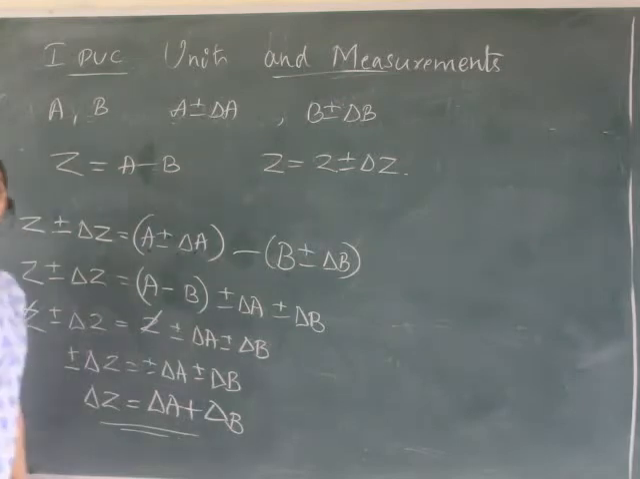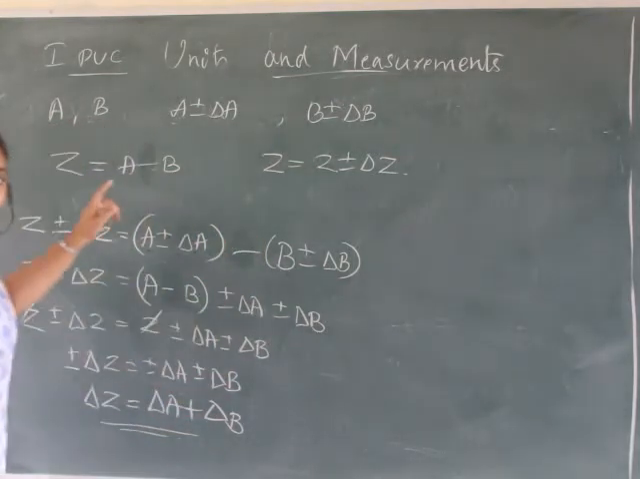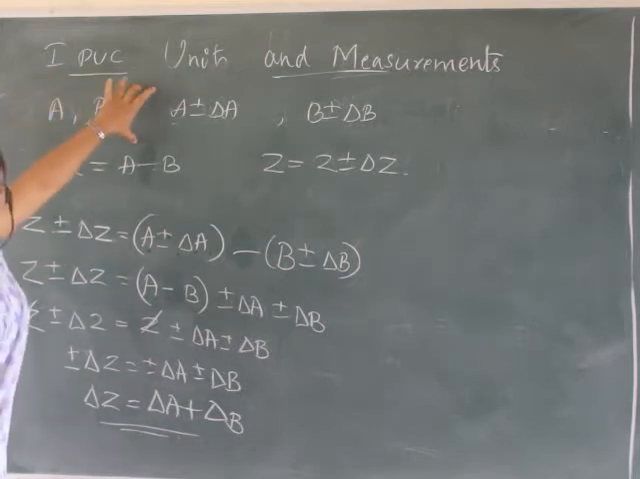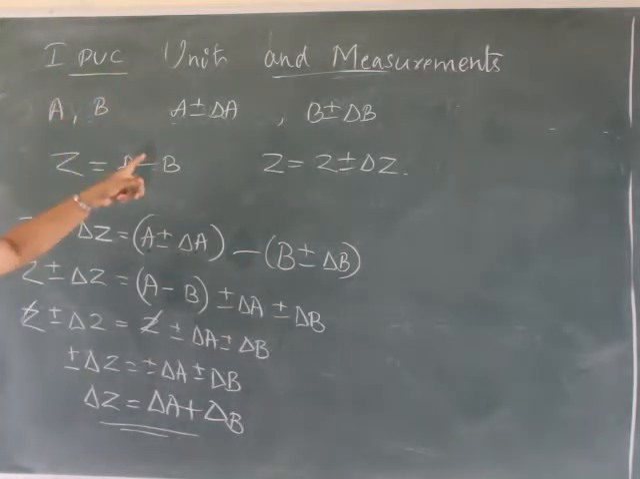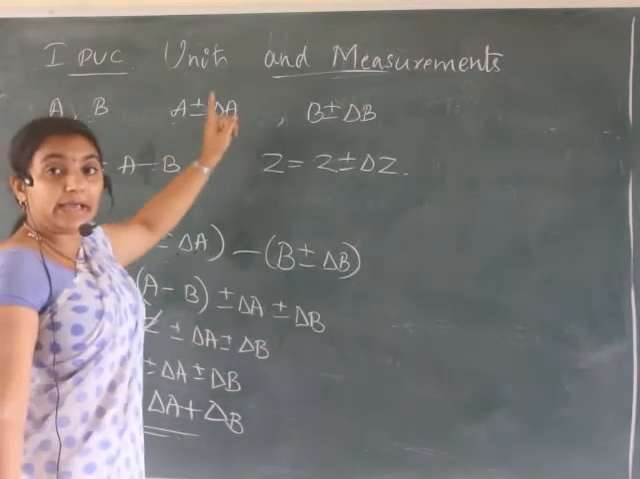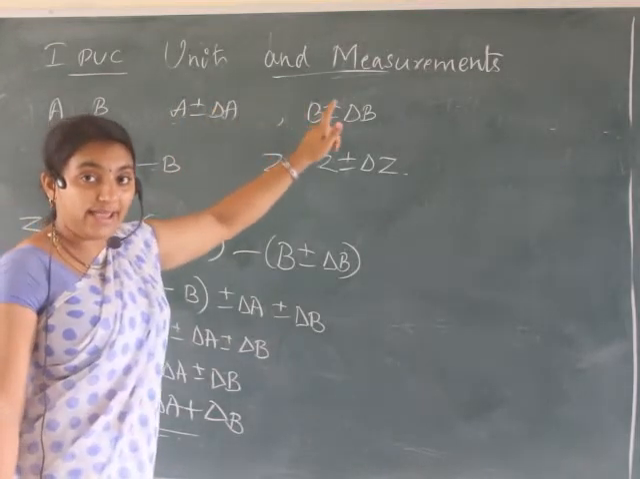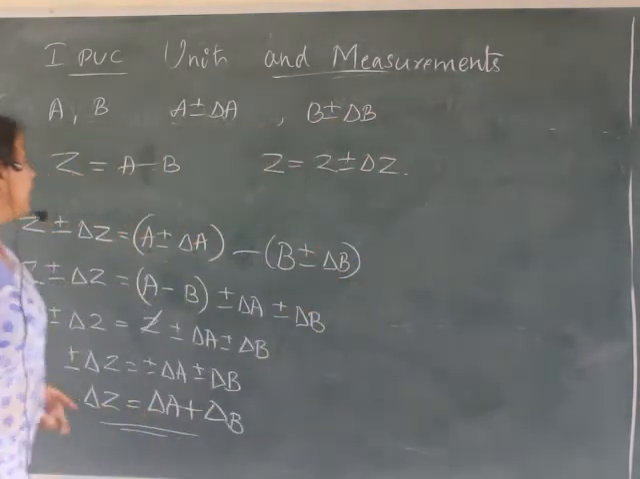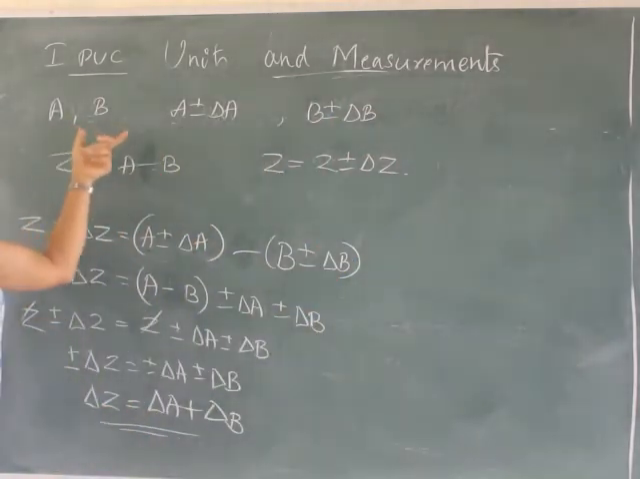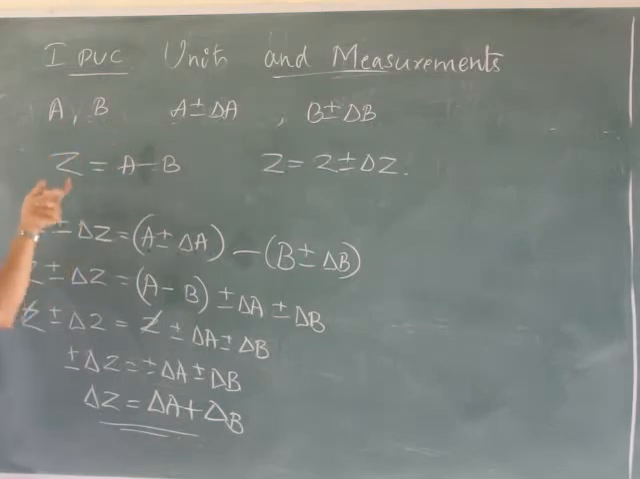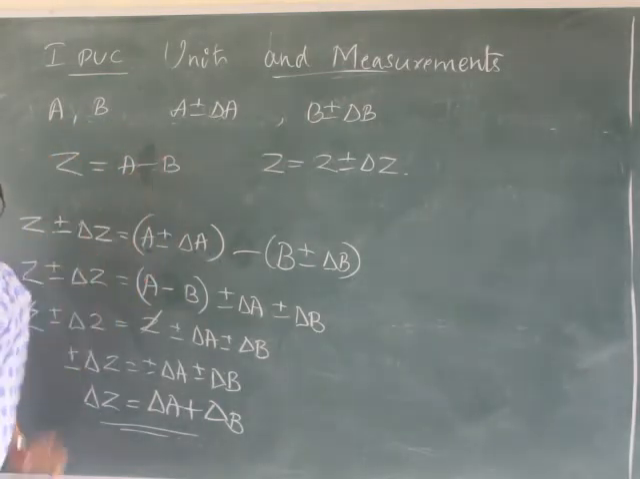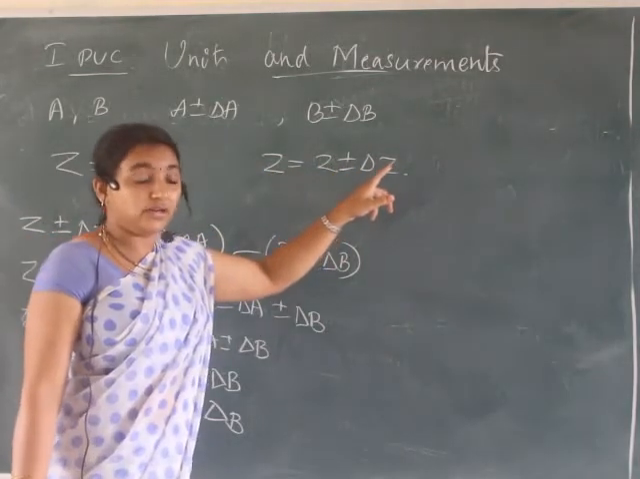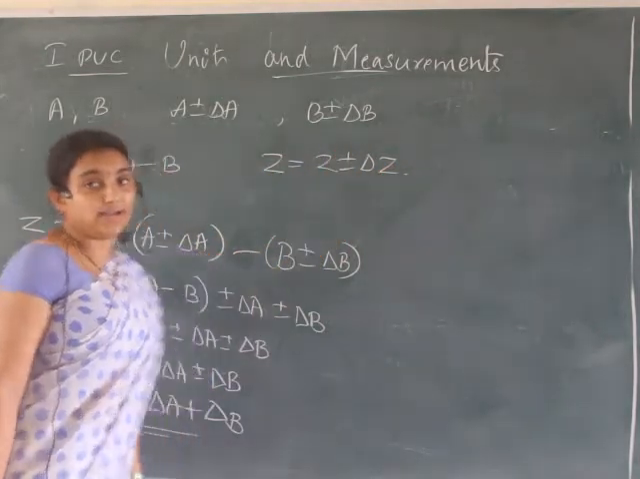Next, shall I go over what we have done? Do you want an explanation once again? Okay, there are two physical quantities A and B with the measured values A plus or minus delta A and B plus or minus delta B. I want to subtract these two numbers. So, z equal to a minus b. This z also has some error, correct? So, z plus or minus delta z.